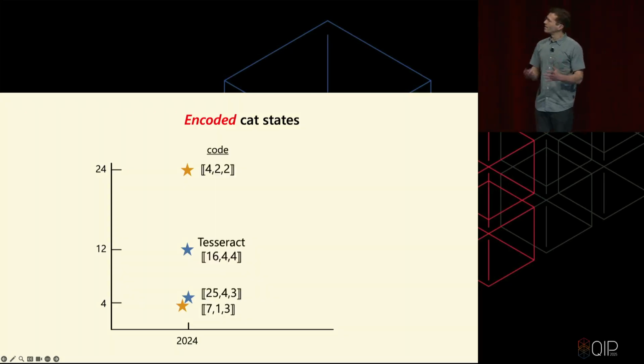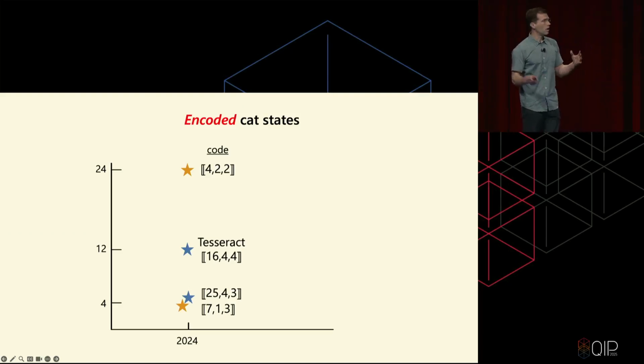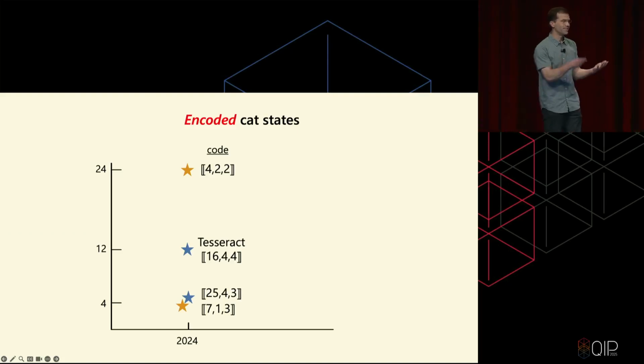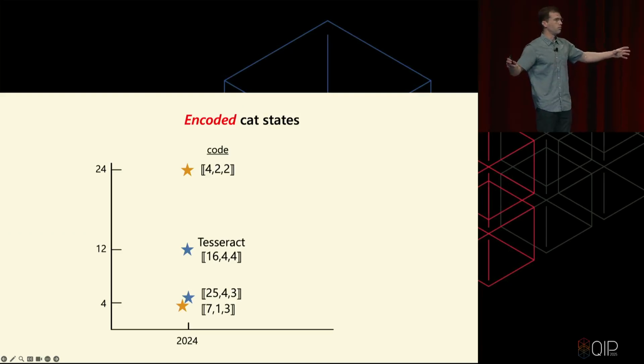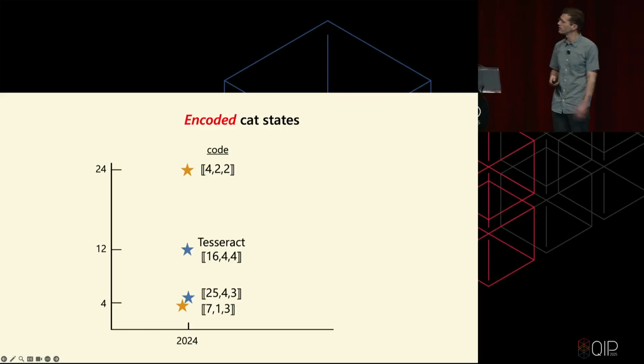These results are not exactly comparable to each other because they're using different codes. So we're using the 422 code. Before, we were using the tesseract code. We had 12 logical qubits. Harvard used the 713 Steane code. So why are these different? One reason is that in the 422 code, we have 24 logical qubits distributed among 12 code blocks. In the tesseract code, we have 12 logical qubits distributed between just 3 code blocks. So it's a very different entanglement structure, even though they're both encoded cat states.